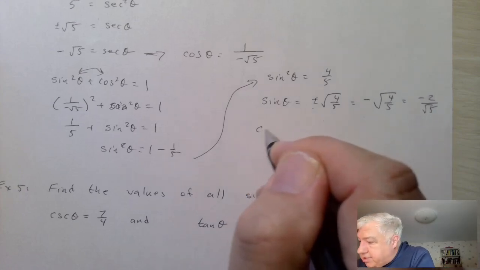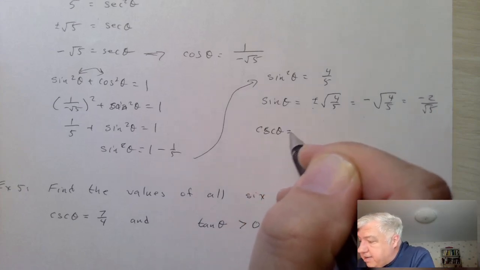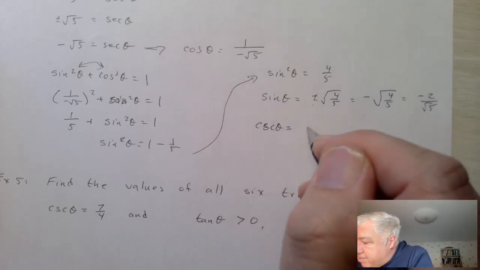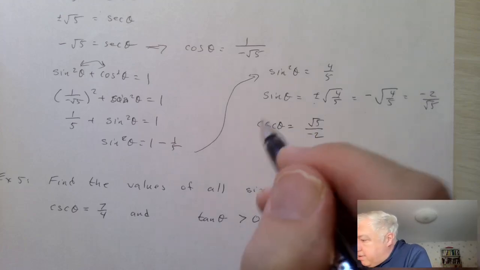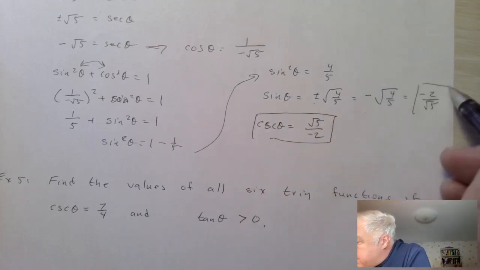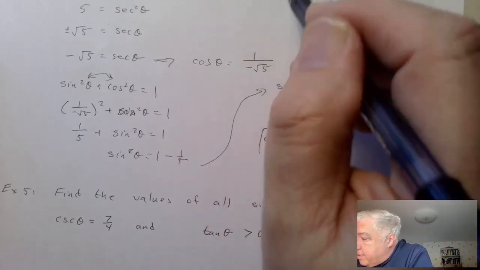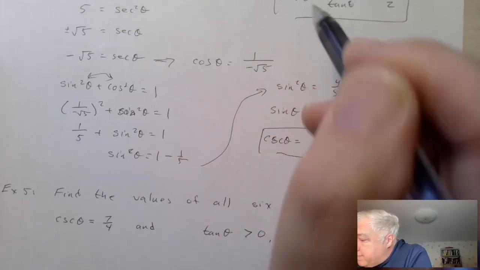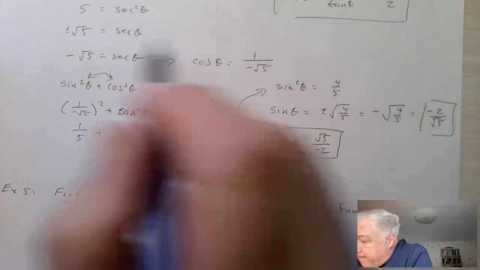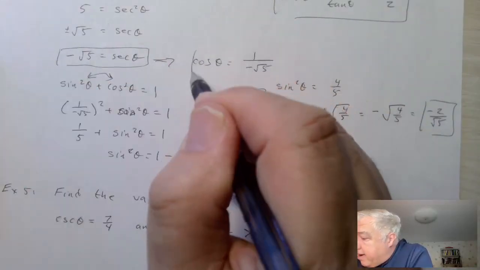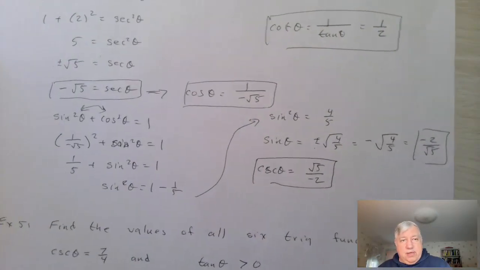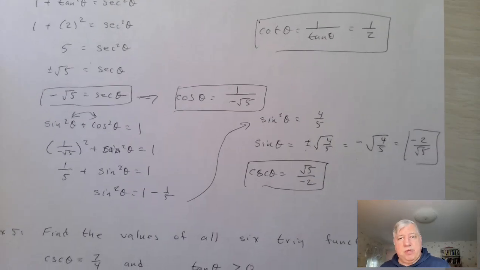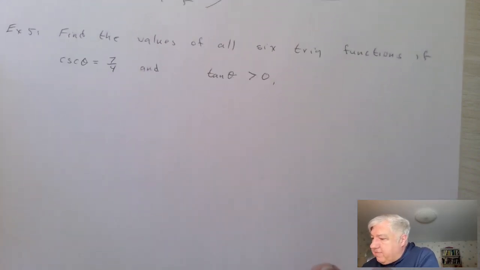And then the cosecant of theta is just the reciprocal of the sine, so this would be square root of 5 over negative 2. Okay, so that's 1, 2, 3, 4, and 5. So we were able to get all of these from this one piece of information. Okay, let's do one more example here, example 5.